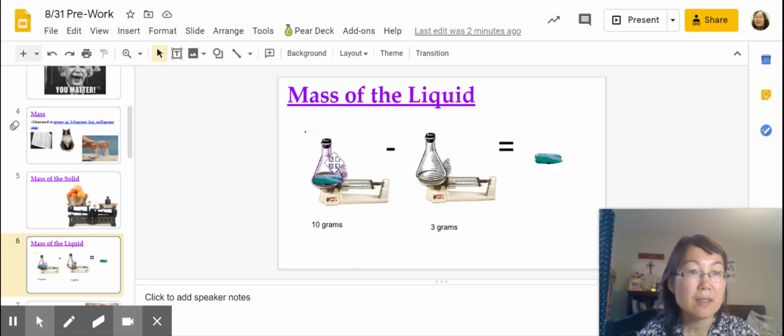To measure the mass of the liquid, what we need is a container. Normally in the lab we use a glass container, and we measure the mass of the container first. For example, in here, this container weighs 3 grams. And then you put the liquid into the container and weigh them together, and you get another mass. What you do is subtract this from this, so you get the mass of the liquid. So you're going to watch a video which will tell you more detail of this kind of method.